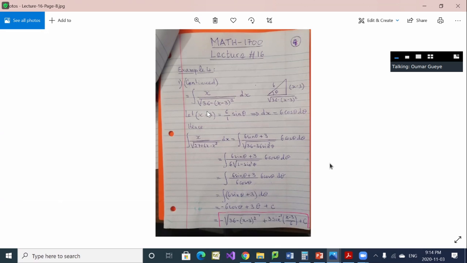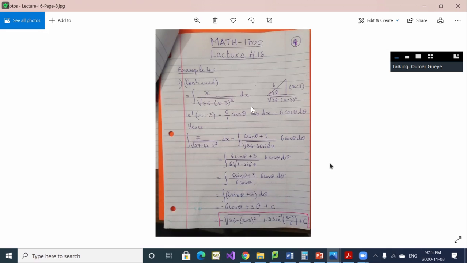You move this -3 from left to right. It becomes a plus 3. So that is my numerator x. All this obtained from the substitution formula. And the denominator here will get 36. That's this 36 here. And you substitute x minus 3 by its value. Here, x minus 3 equal to 6 sine of theta. And you square it. That's why we got here 36 sine square theta.